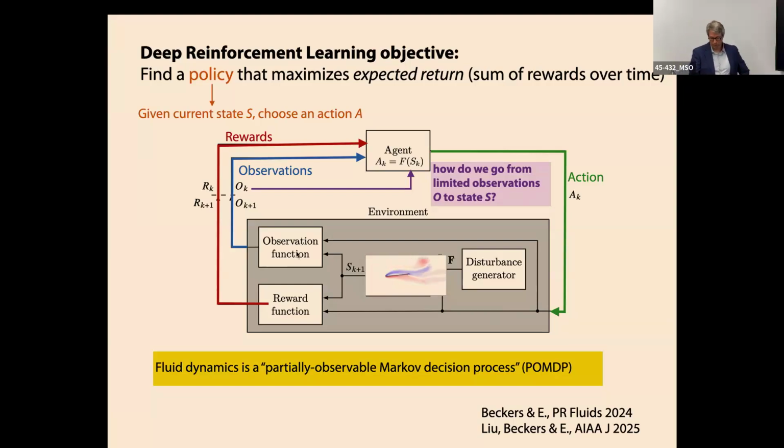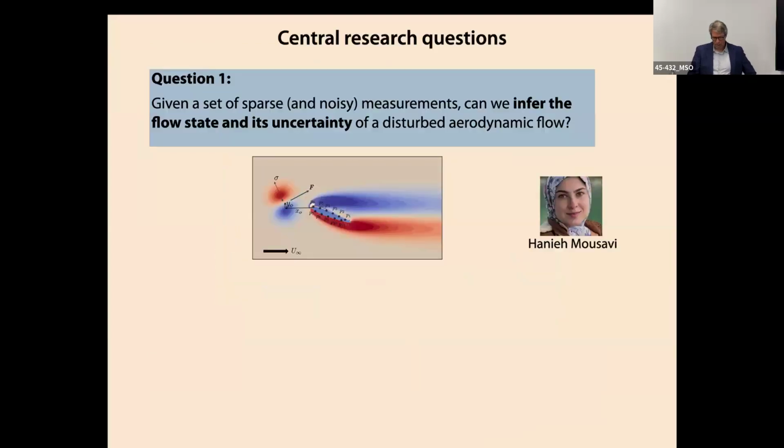Okay, so the central questions that I'll be reporting on here, the first one is about flow estimation. So how do I take sparse measurements on a wing? In this case, it actually is a wing, it's a NACA airfoil. And take that information and infer the flow state.